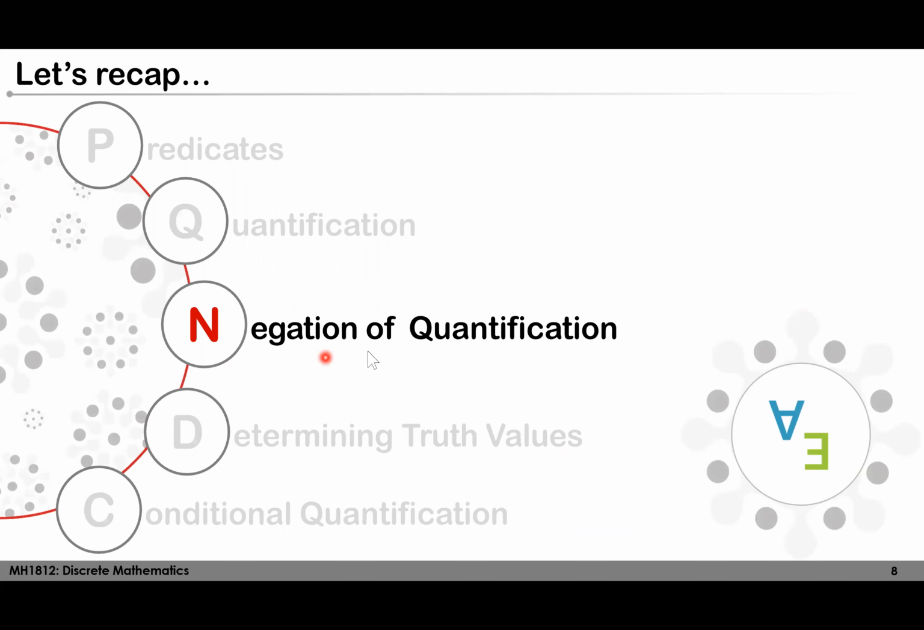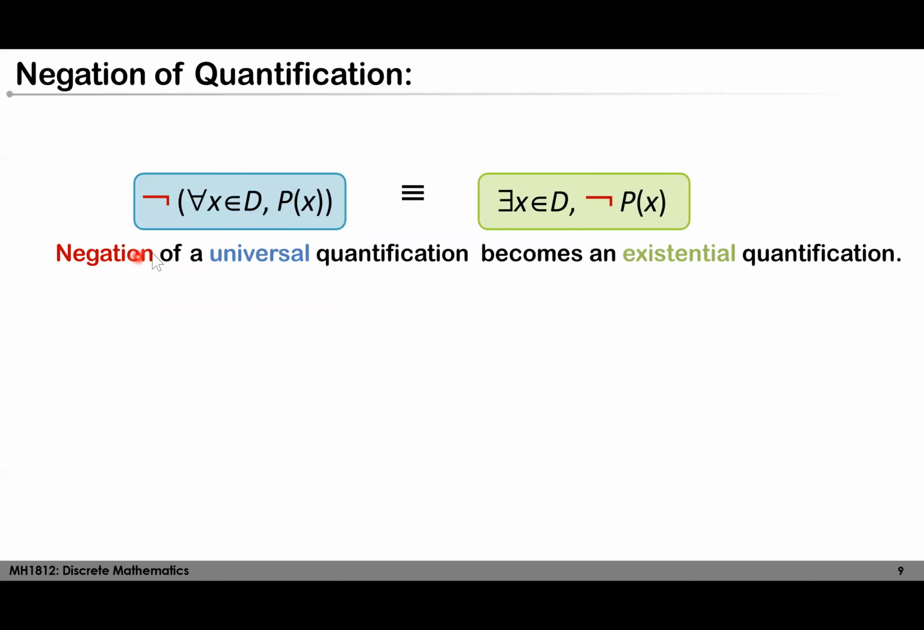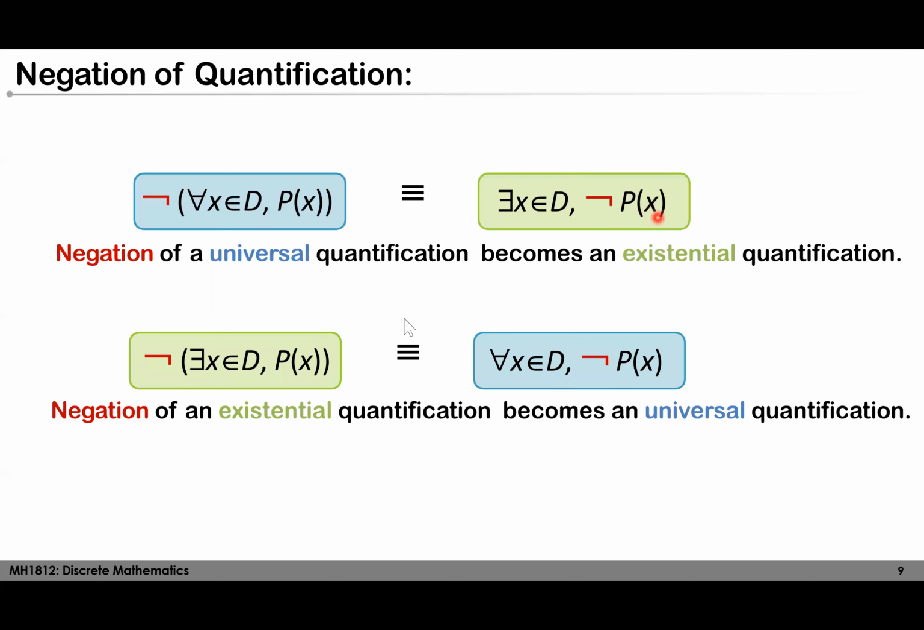Then we learn the negation of quantification. We know the negation of a universal quantification becomes the existential quantification, in which we take the negation for every instantiation of the predicate. And the negation of an existential quantification becomes a universal quantification.